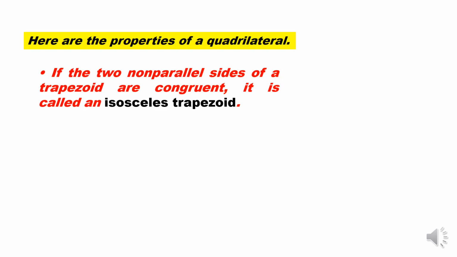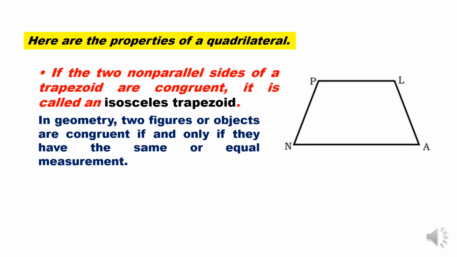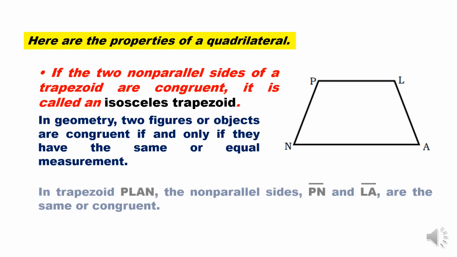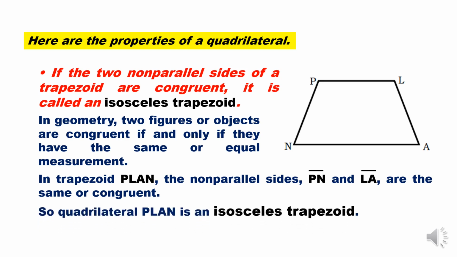If the two non-parallel sides of a trapezoid are congruent, it is called an isosceles trapezoid. In geometry, two figures or objects are congruent if and only if they have the same or equal measurement. In trapezoid PLAN, the non-parallel sides, line segment PN and line segment LA, are the same or congruent. So quadrilateral PLAN is an isosceles trapezoid.